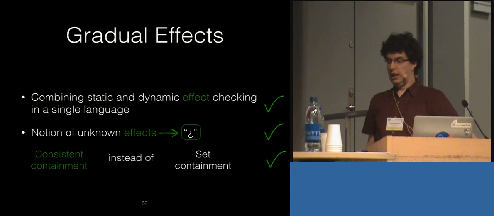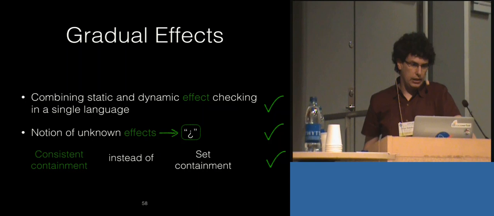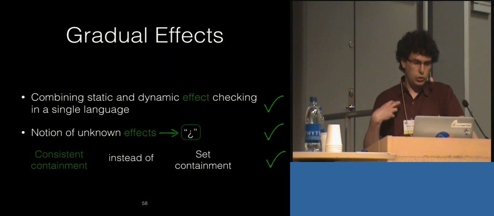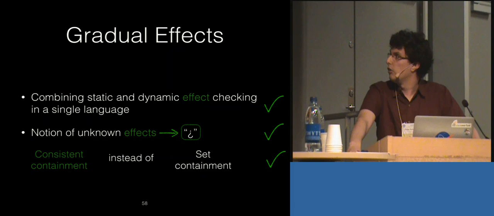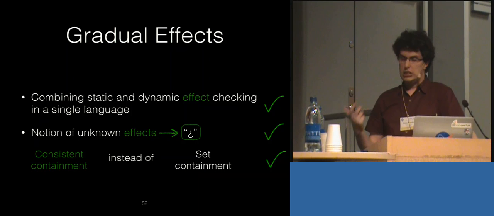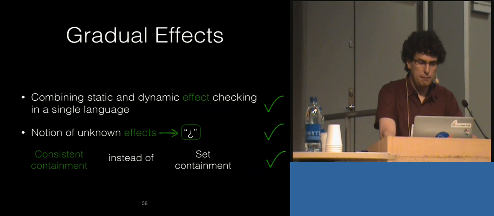So we have gradual effects. We can combine static and dynamic checking of effects in a single language. To do so, we have this notion of unknown effects, and we provided a way of moving from static restrictions, like the containment, the adjust and the check functions, to a consistent version of them that gives more flexibility.